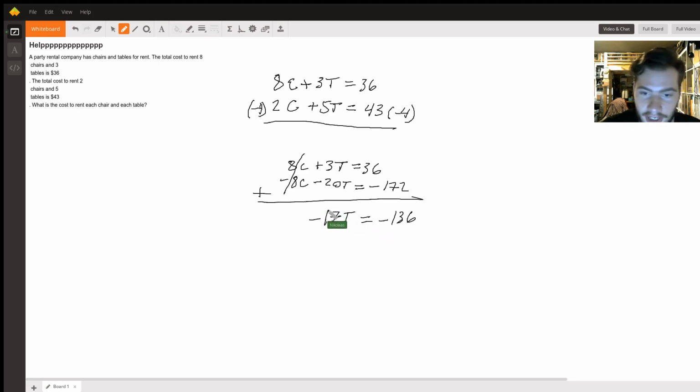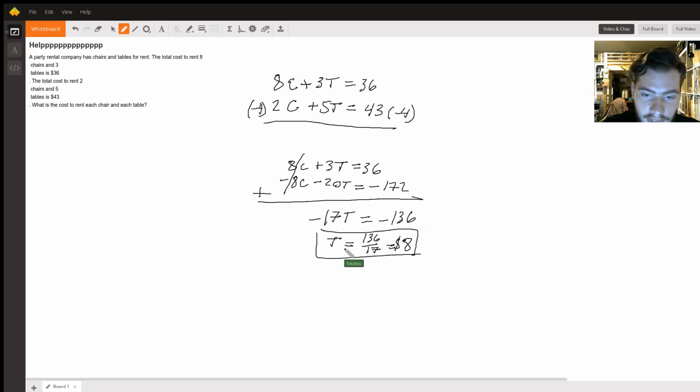Now all we have to do is solve for t. We divide both sides by -17, and that gives us 136 over 17, which reduces down to 8. So t is equal to 8. We found our first variable, and this would actually be dollars, so it costs $8 to rent a table.